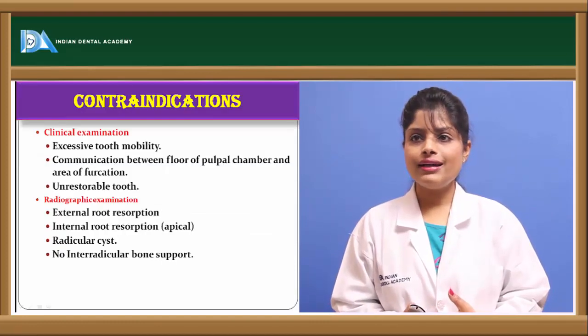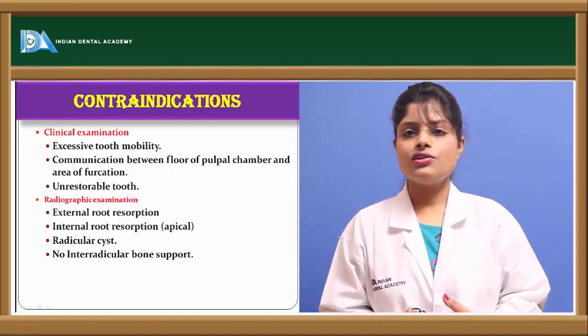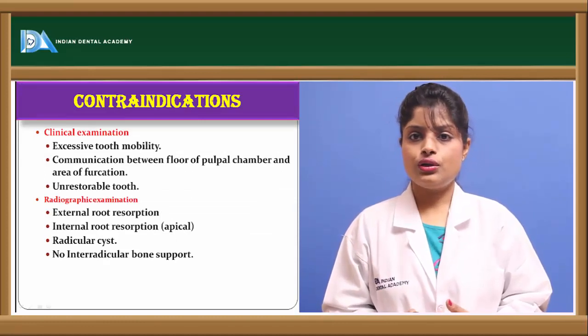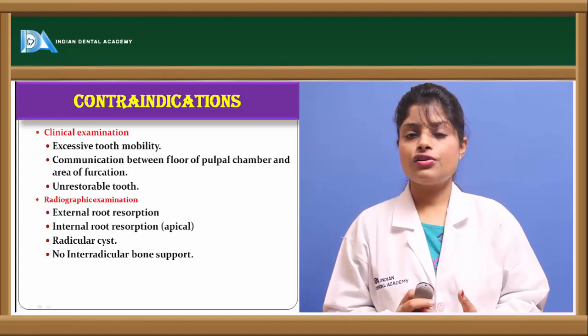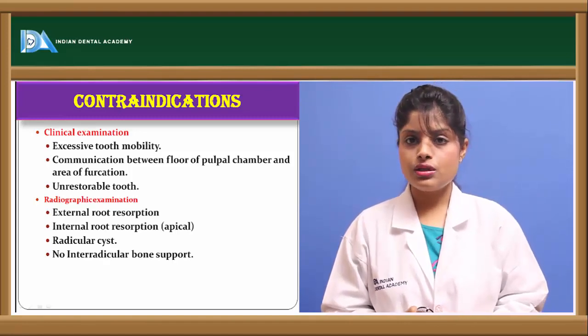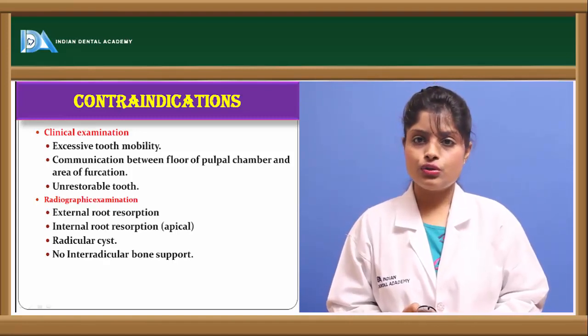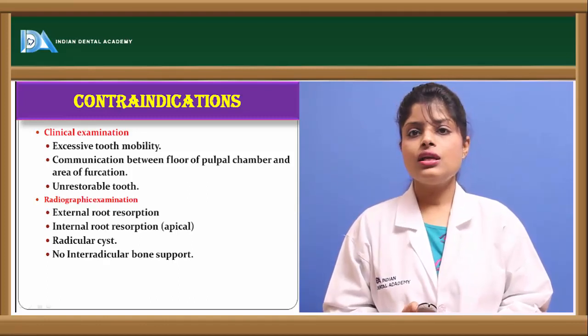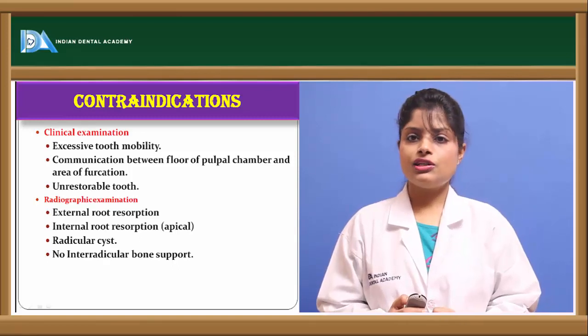Then the radiographic and the clinical contraindications can be if there is mobility in the tooth, if there is more than 3/4 of the resorption of the tooth root, then in that particular tooth we do not indicate pulpectomy, but extraction is generally done in such patients.